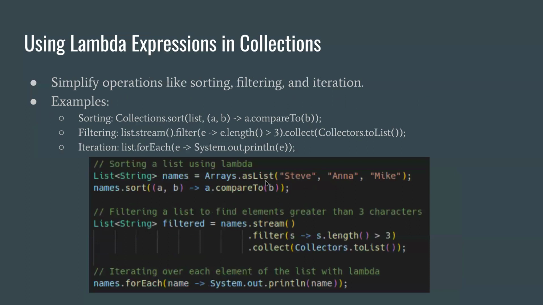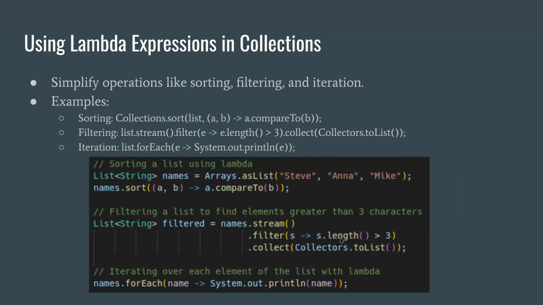Using Lambda expressions in collections. Lambdas are particularly useful when working with collections. They help in writing cleaner and more readable code for common tasks like sorting, filtering, iterating. For example, you can sort a list of names with just one line of code using a Lambda expression, and it also makes operations like filtering a list for specific criteria very concise.